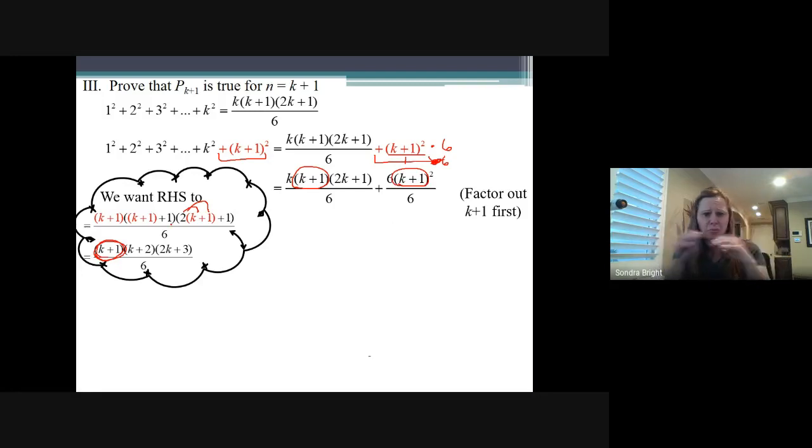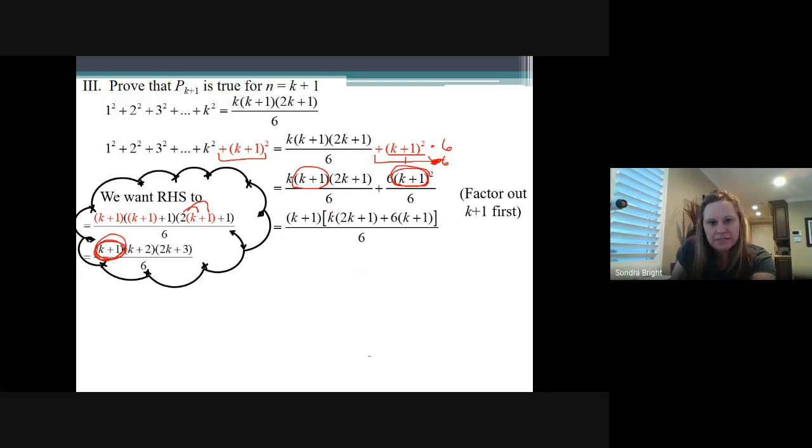Otherwise, you'd multiply them all out and get a cubic, and then you'd have to factor it, which is a pain. It can be done, but it's a pain. Versus if you see one of your factors that you need already sitting there in both terms, then factor it out. So I factor out a k plus 1, and I'm left with, in the first term, k times 2k plus 1. And in the second term, it's a 6, and then remember, one more of these k plus 1s, all over 6. I combine them into the same numerator.